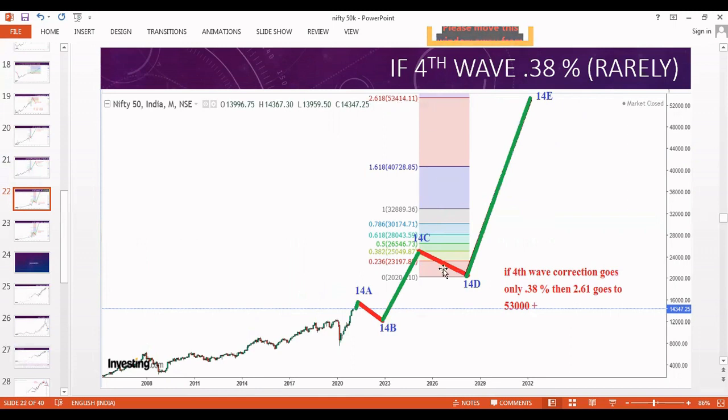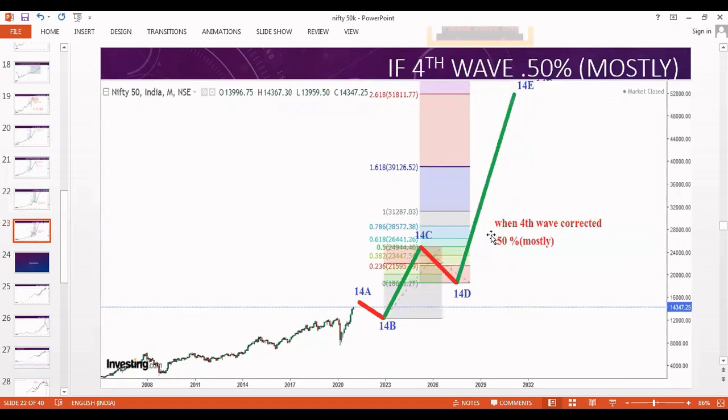But we know the Nifty habit is not for 0.38, the Nifty habit is 0.5 of the fourth wave. So we mostly recommend going for 0.5. So 0.5 gives me an extension of 51,800. 51,800 is my complete target for 2030 or 31.